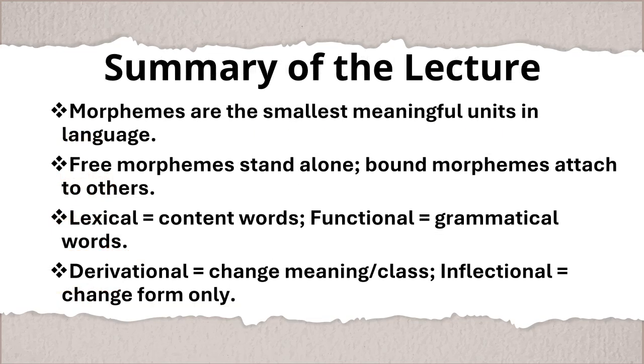To conclude, let's quickly review what we've learned in this lecture. Morphemes are the smallest meaningful units of language. We saw that free morphemes can stand alone as complete words, while bound morphemes must attach to other forms to create meaning. Free morphemes include lexical words that carry content and functional words that serve grammatical purposes. Bound morphemes are divided into derivational types, which change a word's meaning or class, and inflectional types, which change only its grammatical form. Understanding these distinctions helps us see how words are structured and how meaning is built in language.